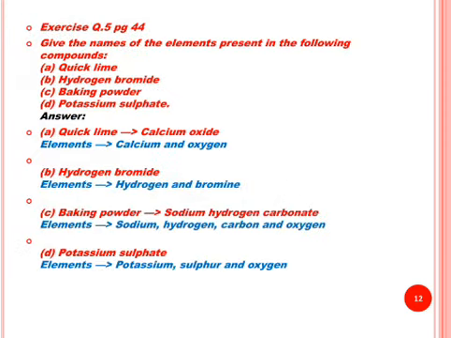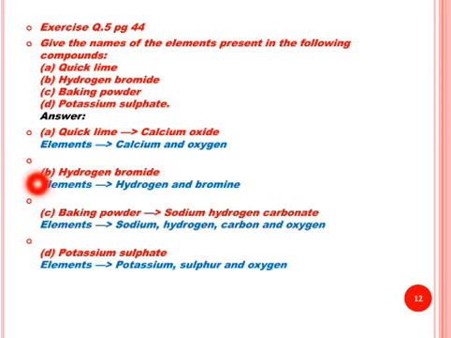Now see one more question given in the exercise part of chapter 3 on page 44, question number 5. Give the names of the elements present in the following compounds. First, quicklime. It is a common name and its chemical name is calcium oxide. It is chuna. It is used in whitewashing. So what are the elements present in calcium oxide, quicklime? These are calcium and oxygen.